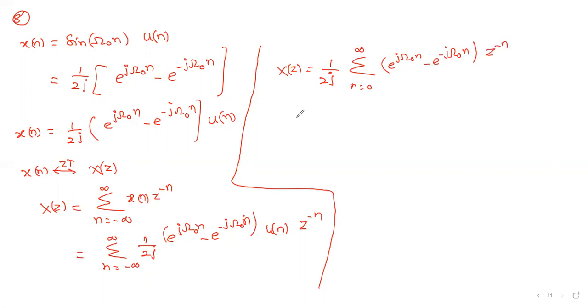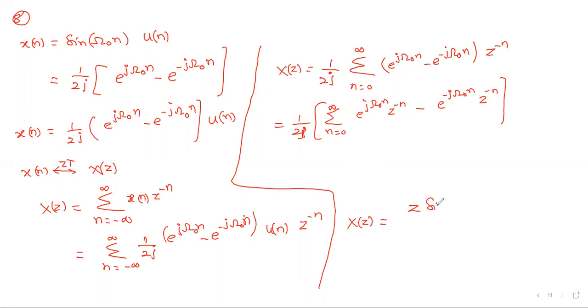Again split this: 1 by 2j times summation n equal to 0 to infinity e power j omega naught n z power minus n minus e power minus j omega naught n z power minus n. So now same way, if you simplify that, you just do it on your own. What will your X of z become? X of z will become z into sine omega naught. Okay, I'll solve that.